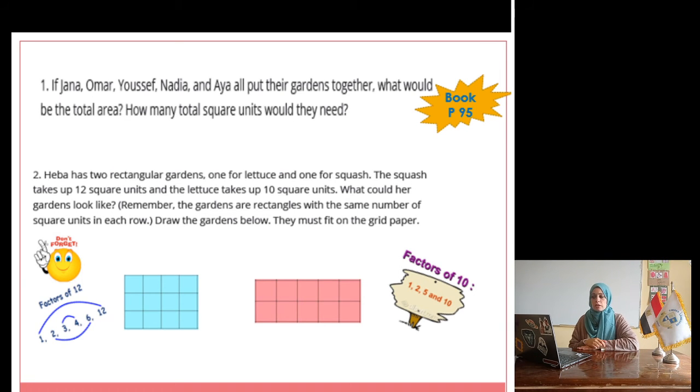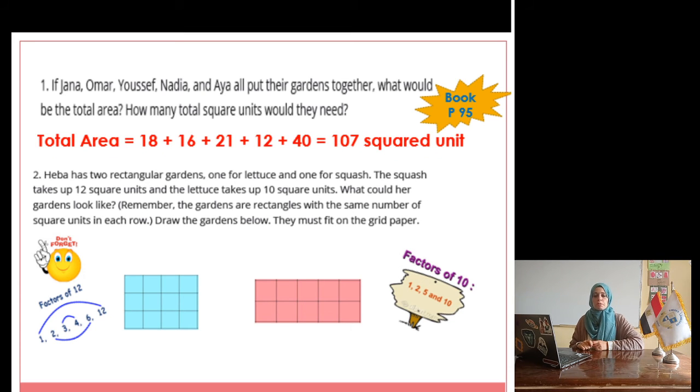In the next slide, your book, page 95. If Jana, Omar, Yusuf, Nadia, and Aya all put their gardens together, what would be the total area? We said before that if it asks about together or total with each other, that means plus. You will add all the areas that we calculated before. You have 18 plus 16 plus 21 plus 12 plus 40. You get 107 square units.